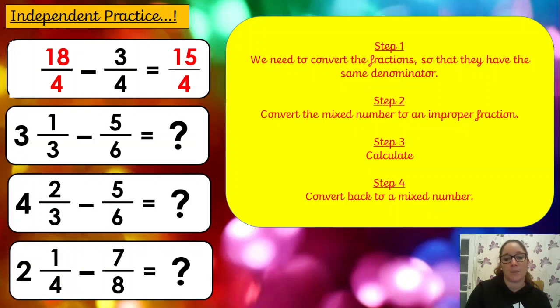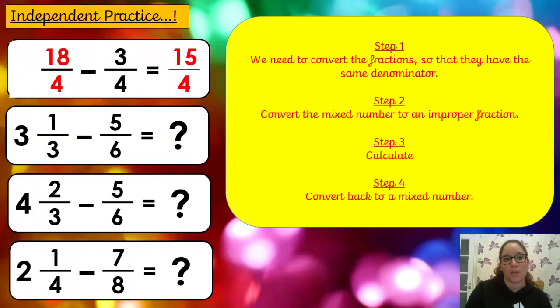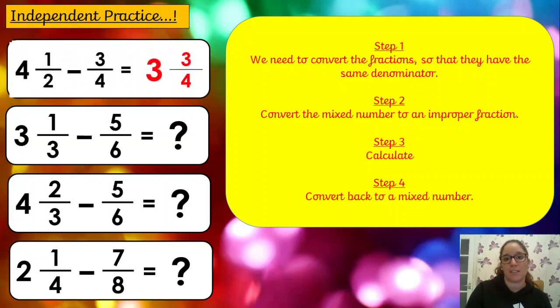And then step 4, you're going to convert it back to a mixed number. So 4 goes into 15 3 times, and there's 3 left over.